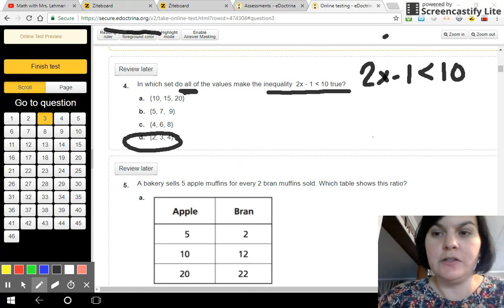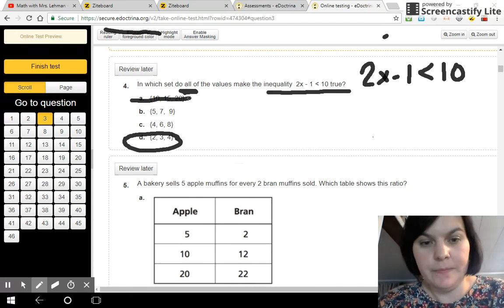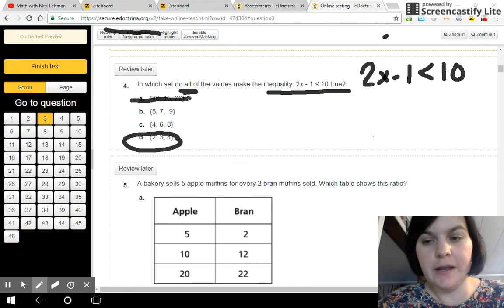And if you get bigger, they're just going to get even worse. So choice A is obviously not the correct answer. Choice B and C are a little bit tricky, and I'm going to show you why.